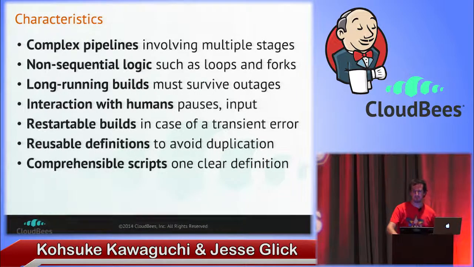Interaction with humans, you want something that deals well with people. So if you want to let people approve a particular version of software before it moves on, then that has to be represented somehow. Restarting builds, we'll try to do a demo of this, but if something goes wrong very late in a really lengthy, difficult build, you don't necessarily want to have to restart the entire thing from the very beginning. You'd like to start just from the last safe point.